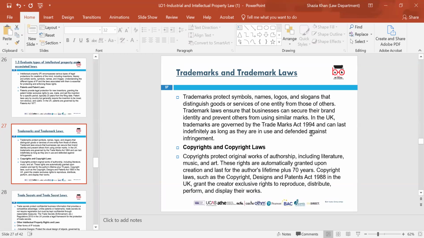Copyright and copyright laws protect any sort of works of literature, music, and more. In the UK, the copyright law is the Copyright, Designs and Patents Act 1988, which again provides the creator exclusive rights to reproduce, distribute, perform, and display their works, and it provides them a form of protection if anything does happen.